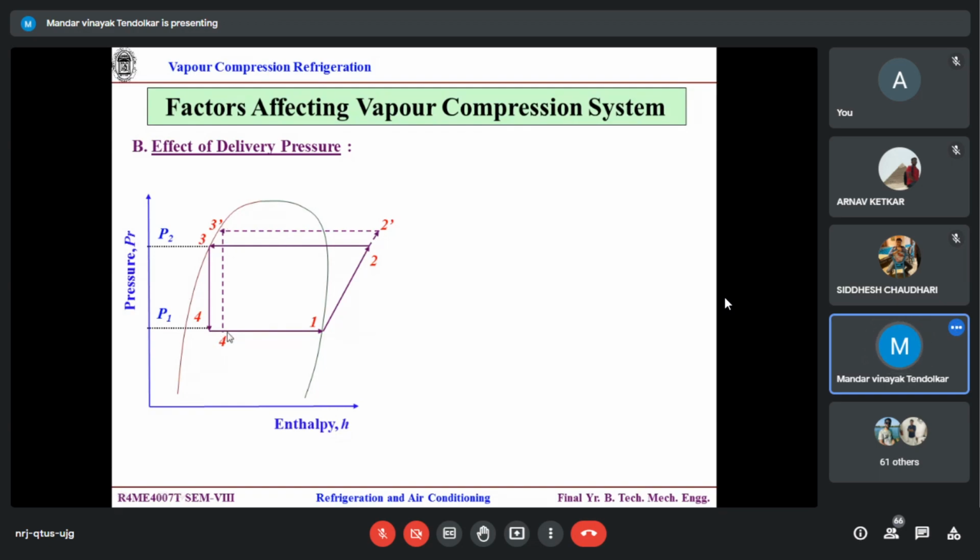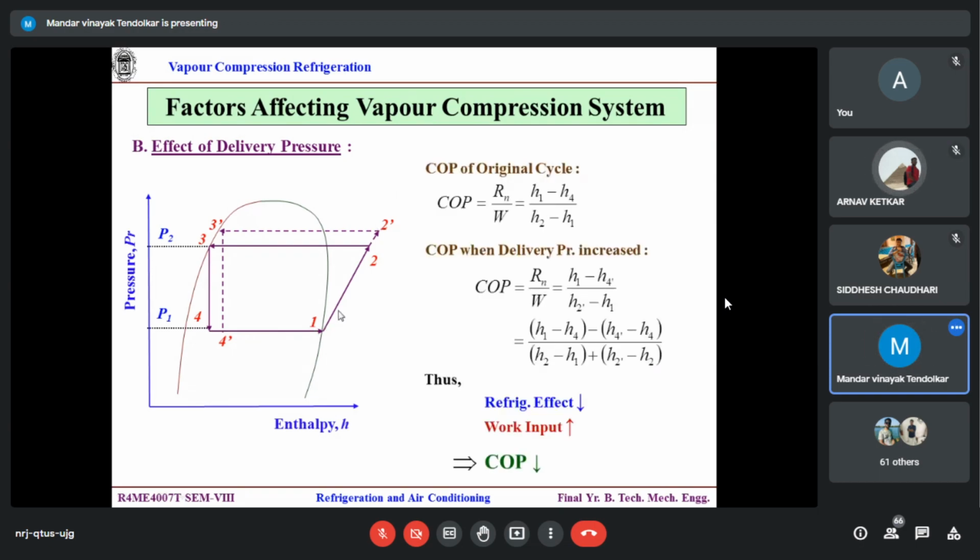Now the second part, effect of the delivery pressure. So here I have shown delivery pressure increased. Now at this higher pressure, the saturated liquid point naturally shifts toward the right hand side. Earlier it was 3, now it is 3 dash on the right hand side, because of the slope of this line. Then 3 dash to 4 dash is my isenthalpic expansion. So now my refrigeration effect is reduced: initially 1 to 4, now it is 1 to 4 dash only.